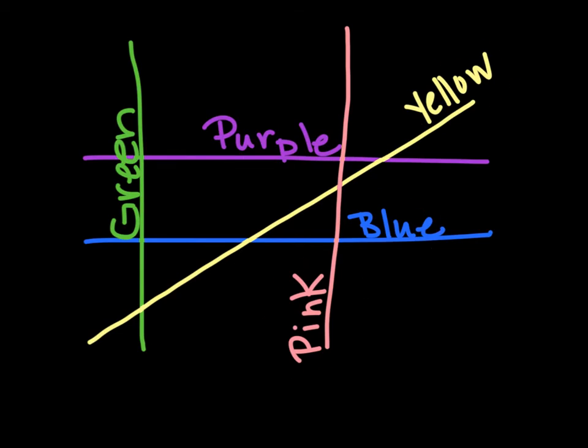So on your paper, what I want you to do is write down some examples of parallel lines. So what two streets are parallel? Write those down. What two streets are perpendicular? If you can find more than one example, that would be great. What streets are intersecting? So write down those examples.